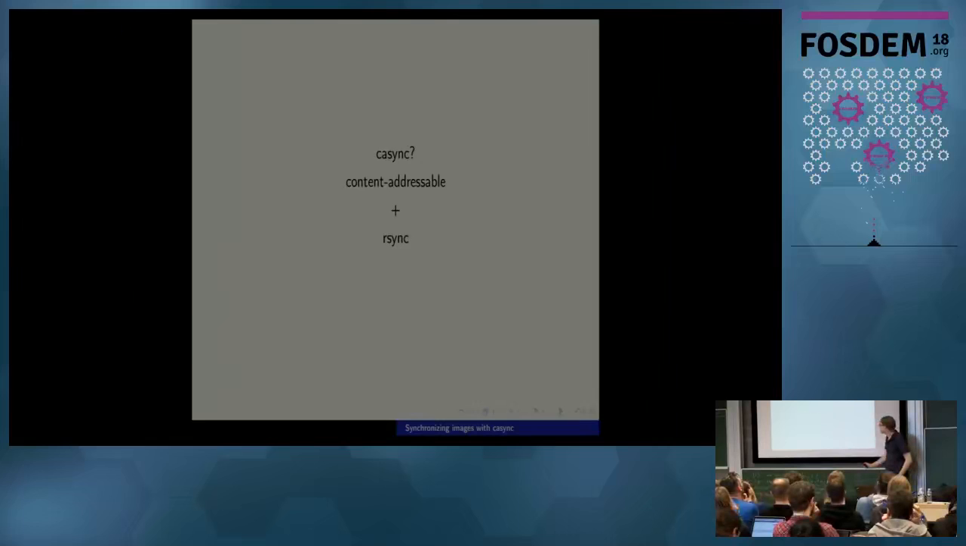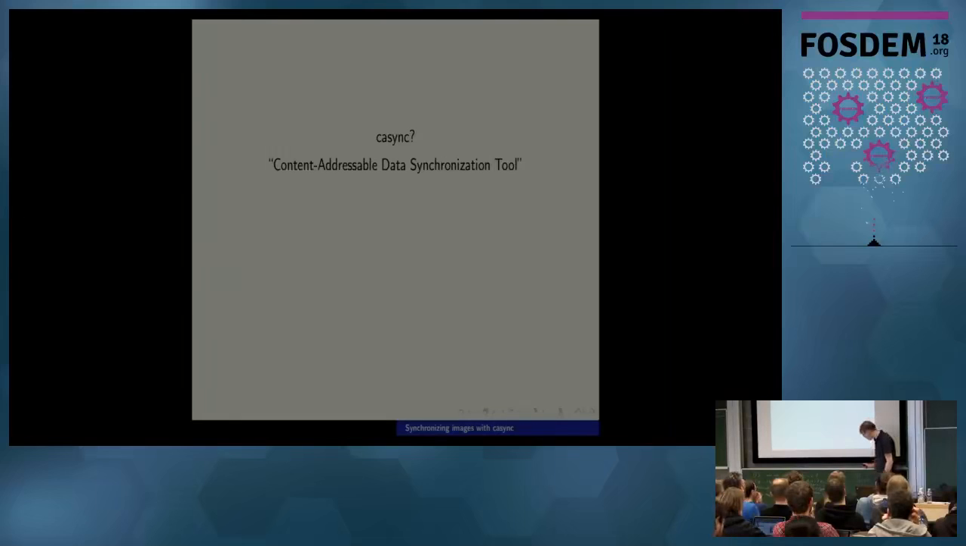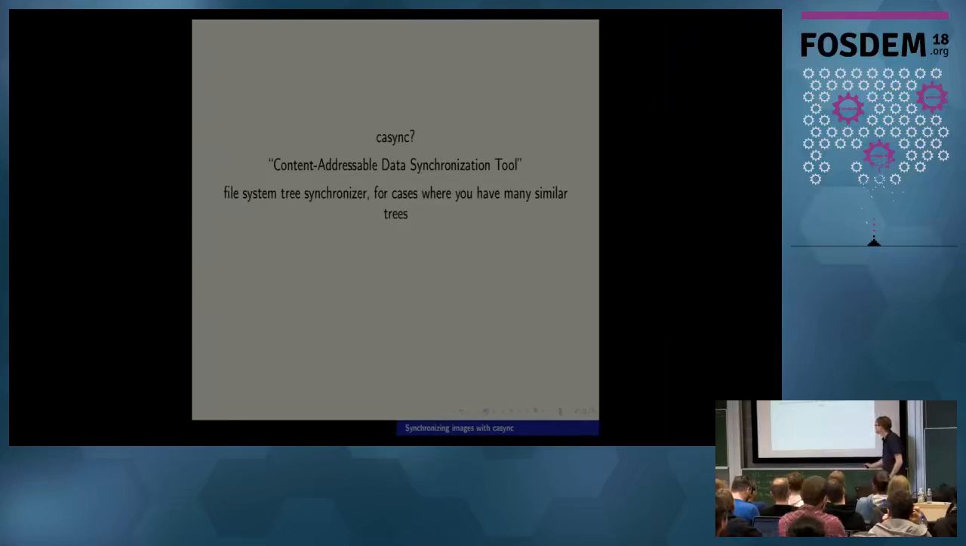So this is the combination. Of course, this doesn't really say much. So what is it actually? I call it a content addressable data synchronization tool. So it's a little bit like Rsync and a little bit like Git, but it's also not like Git and also not like Rsync. Its primary use case is file systems, like it can synchronize file system trees for cases where you have many similar trees.